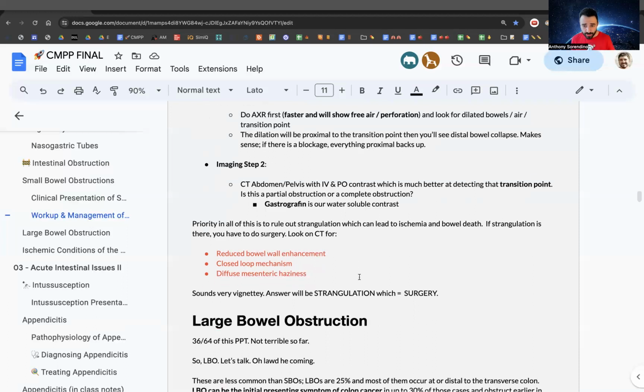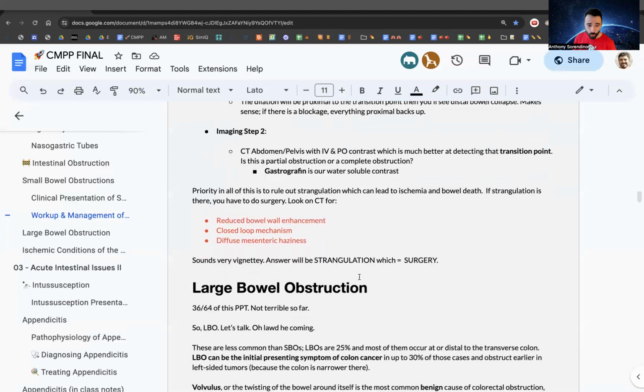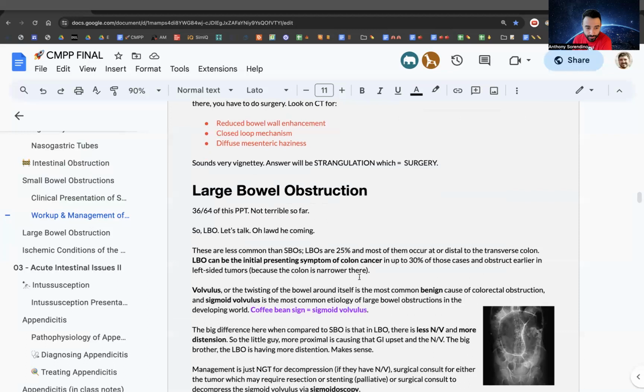Okay, when you do your CT, if you're looking for strangulation, these are the big red flags. Reduced bowel wall enhancement. Okay, so a weaker wall is what I like to think of there if the enhancement's reduced. That closed loop mechanism, which can strictures it in 2 different places, and then diffuse mesenteric haziness. If you see any of that, it's going to be strangulation and they have to go to surgery.